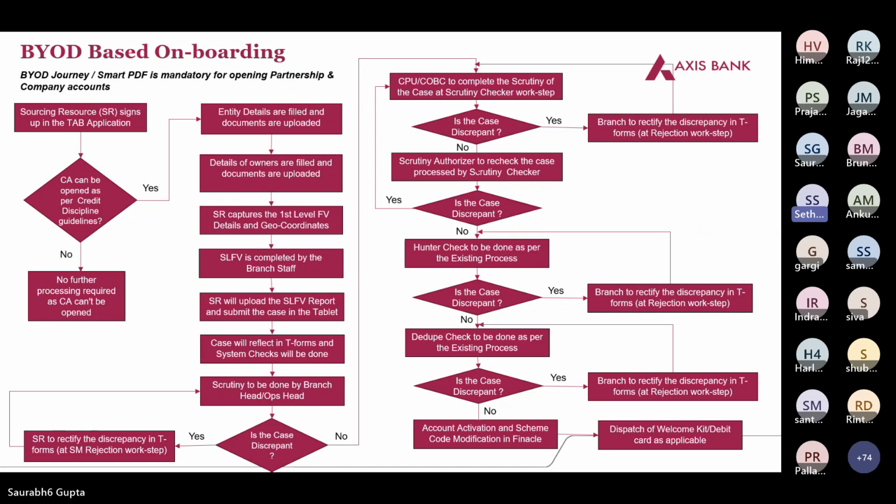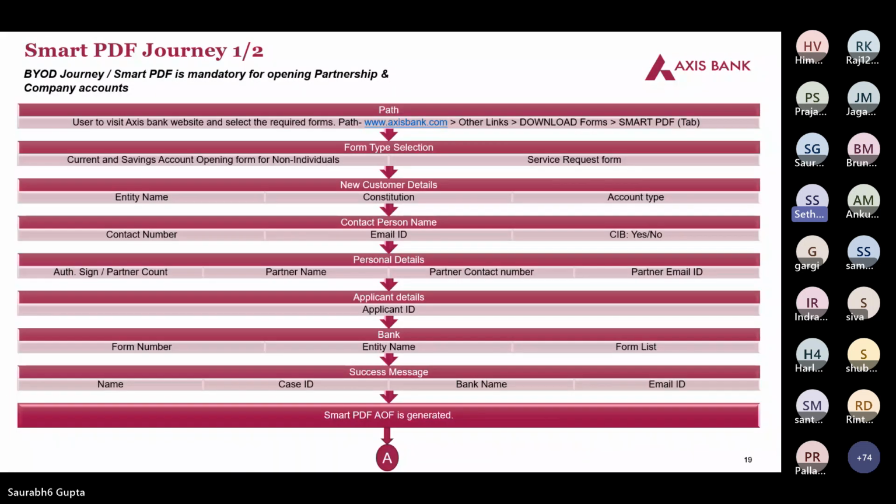So this is the step-by-step flow of what happens during current account opening for a BYOD. If you go to the next slide, you can understand that, like I mentioned, Smart PDF is nothing but a digitized version of a physical AOF, which is hosted on a website, wherein the sales associate can fill in the necessary details, take the printout of it, get it signed, and get the photo affixed, and scan it in similar to a physical AOF. And on the click of a button, the details will be migrated into eForms.